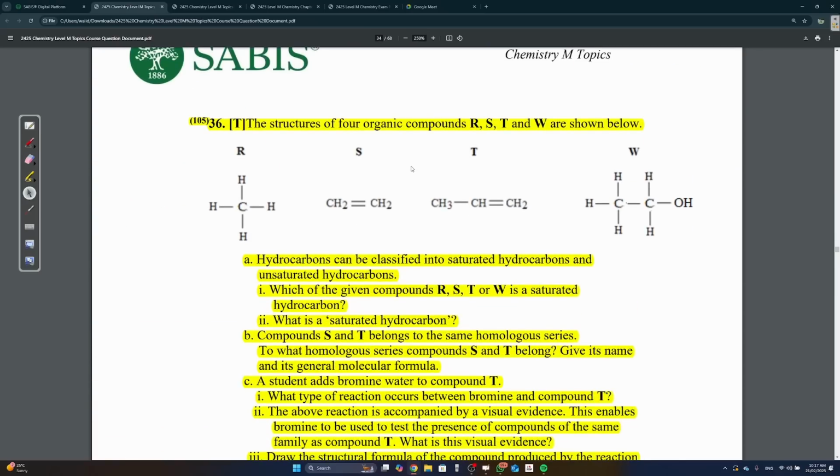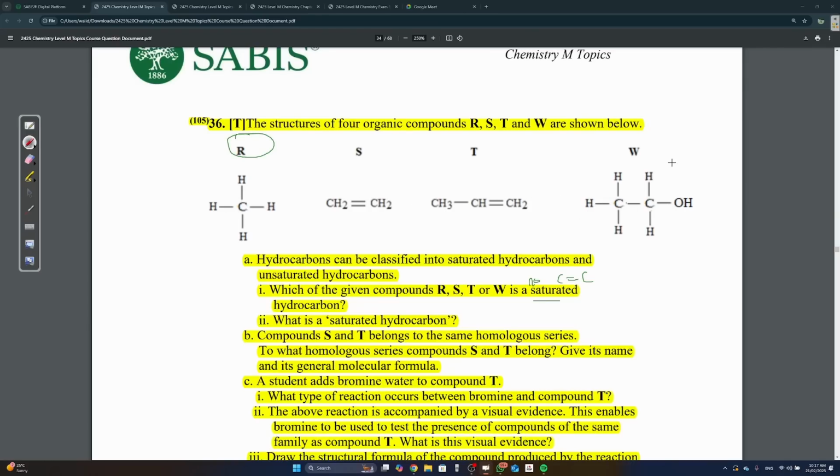36. The structures of 4 organic compounds R, S, T, and W are shown below. Hydrocarbons can be classified into saturated and unsaturated. Which of the following is a saturated hydrocarbon? Saturated means there's no carbon double bond. Let's take a look. Which one doesn't have a carbon double bond?